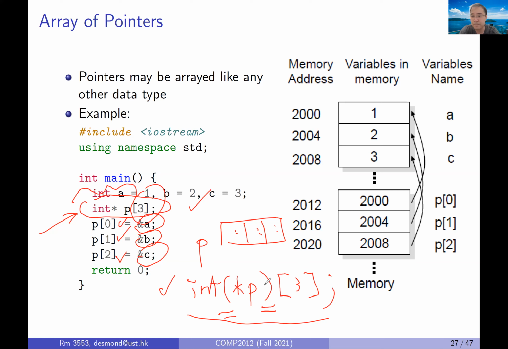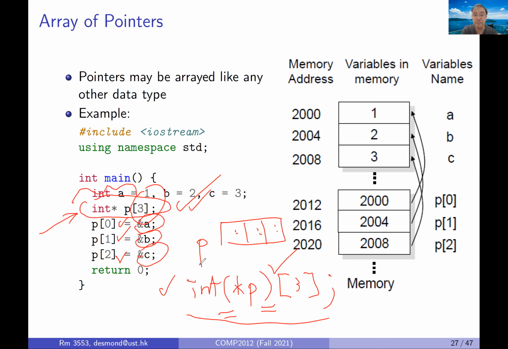The difference is this is an array of pointers, right? But this is a pointer to an array of 3 boxes, and each box is int. Do you know what I'm saying? I think the syntax is very confusing, but these two are different.